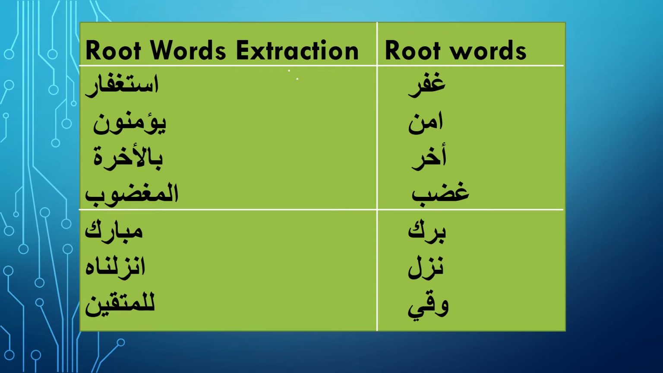And one last thing before you start: you may understand that above 70% of Quran is extracting root words. We need to extract root words because we have memorized only its root meaning. In order to extract root words, we need to understand that most of the Arabic words contain exactly three letters. However, these words almost always come combined with other letters, like astaghfar, yu'minun, bil akhirati, al maghdub, mubarak, anzalnahu, lil muttaqin. Follow these three steps to extract root words.